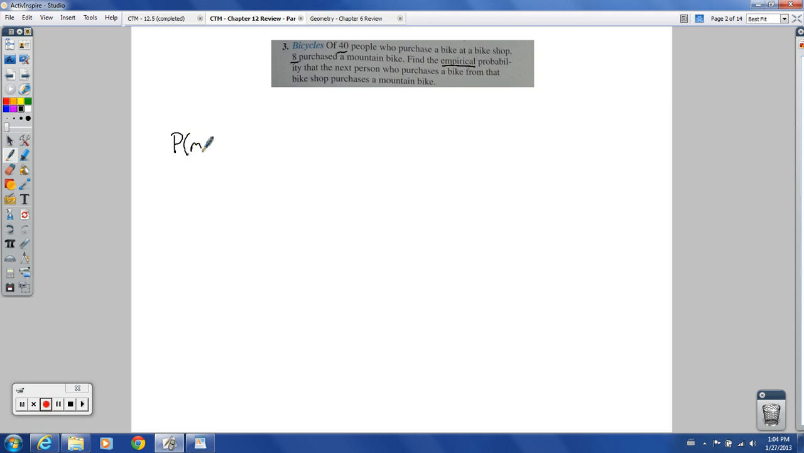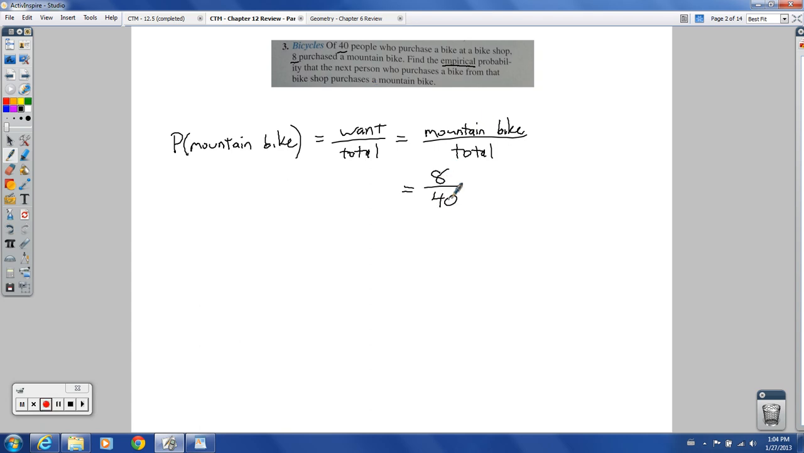So probability of a mountain bike is going to be what you want over the total. Probability of anything happening is what you want over the total. That idea just keeps showing up over and over again. I think that's the easiest way to think of it. So what you want is somebody that picked a mountain bike, how many people picked mountain bikes, over the total, how many total people bought a bike in the first place. So there were 8 people that purchased a mountain bike over 40 total. So it's as simple as that.